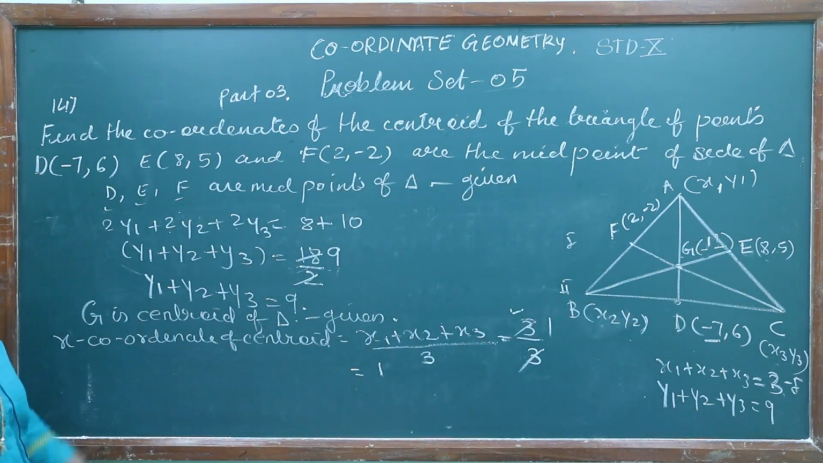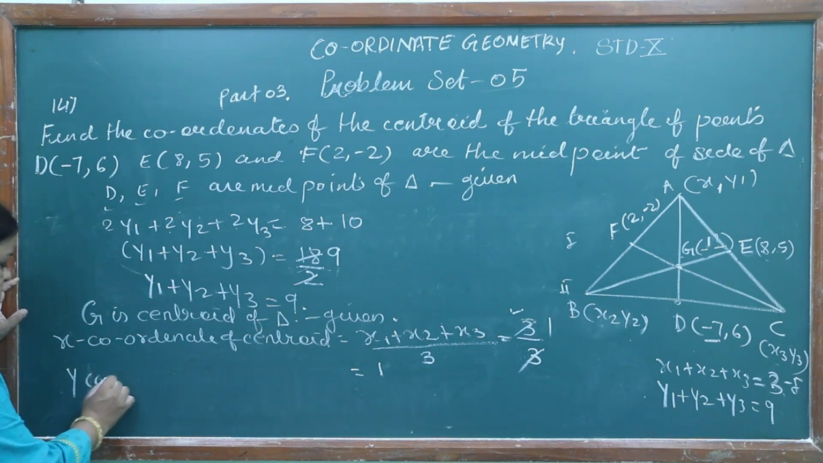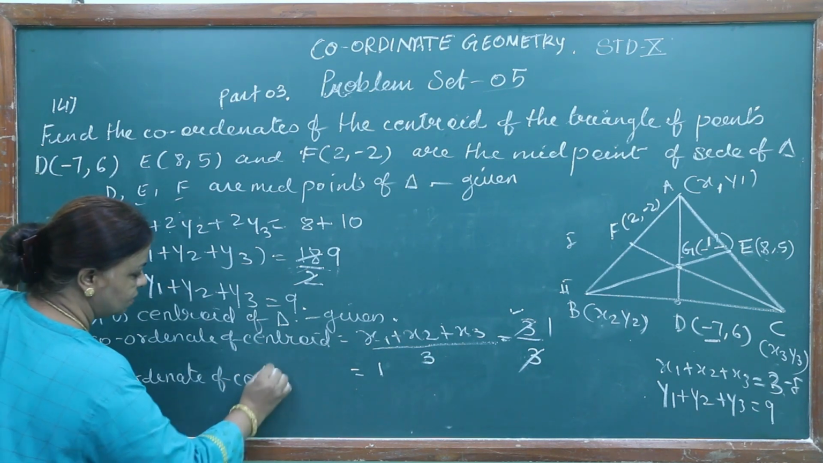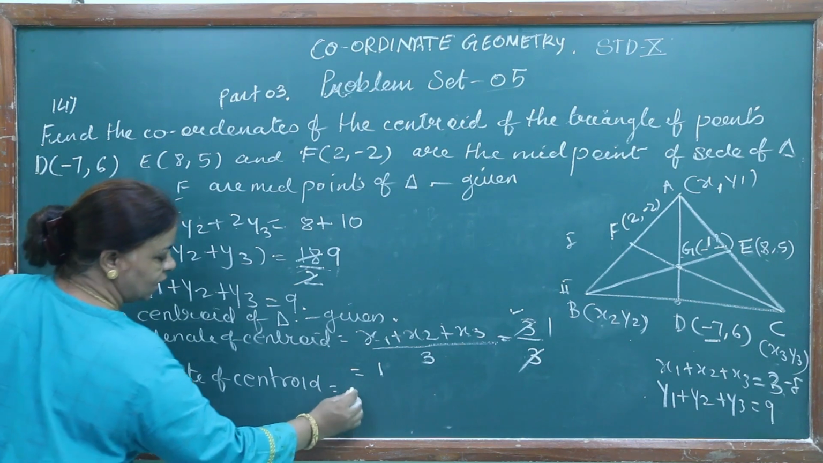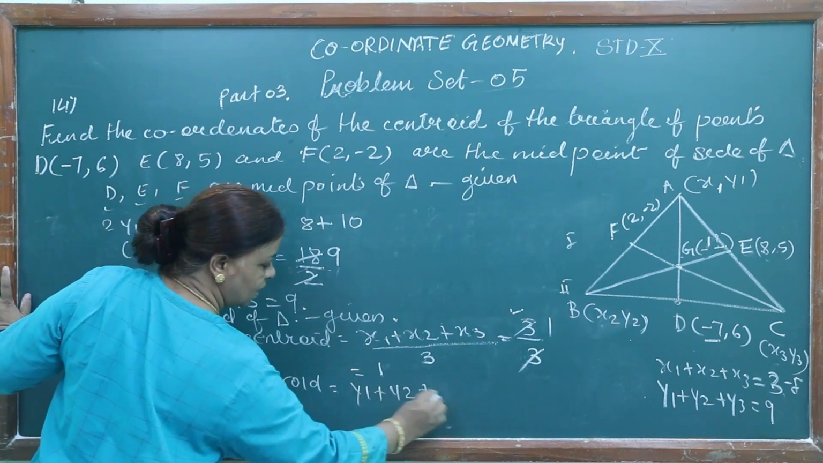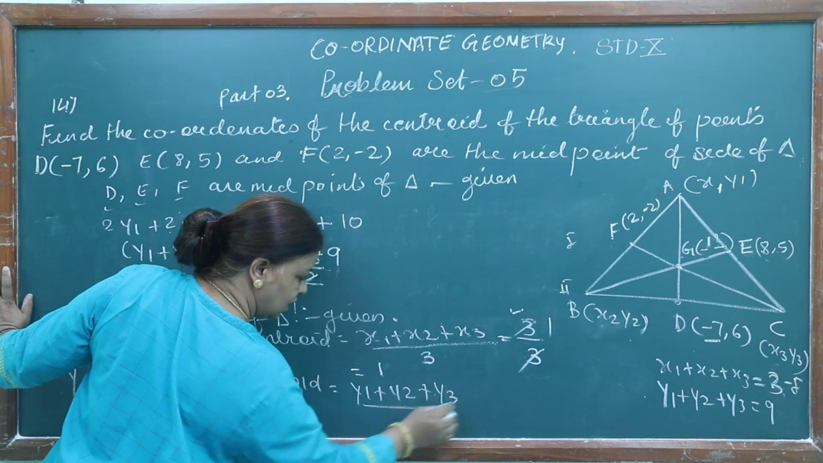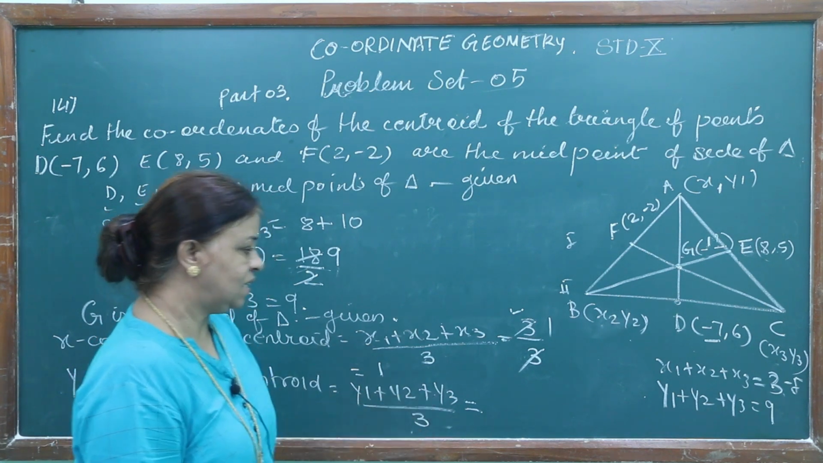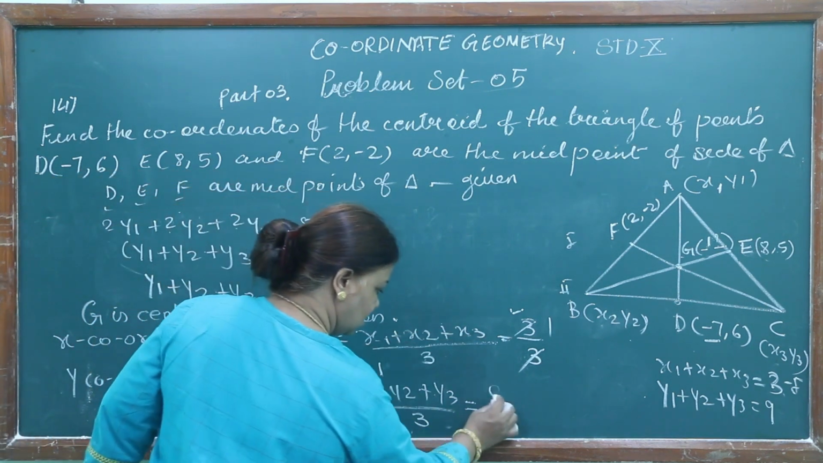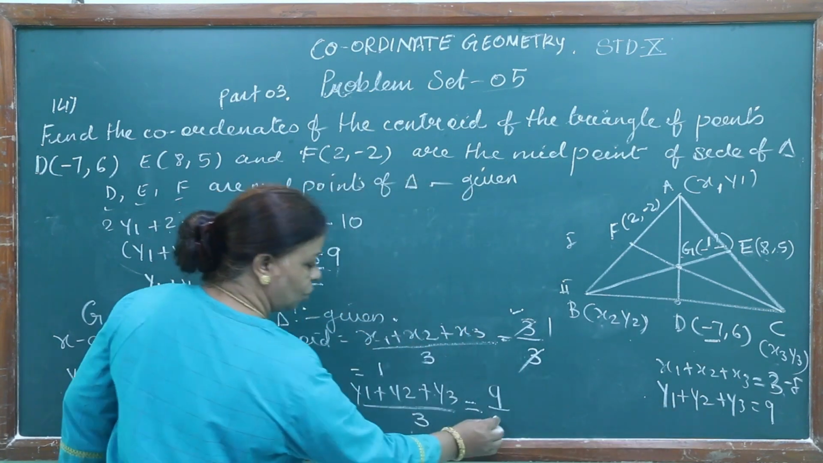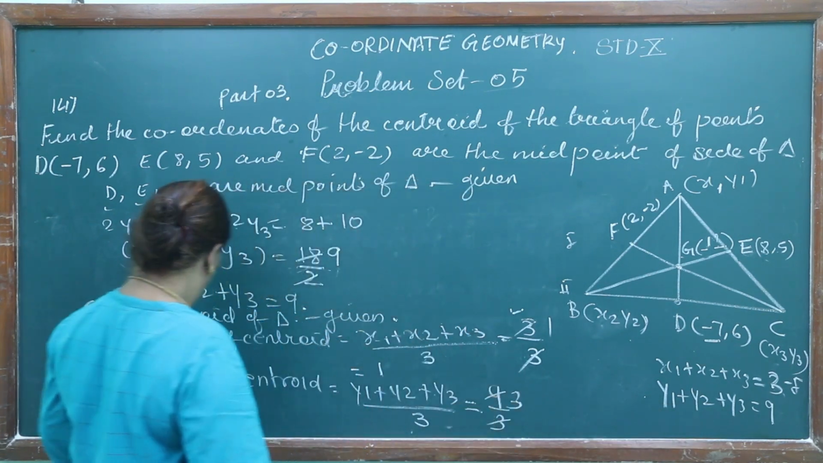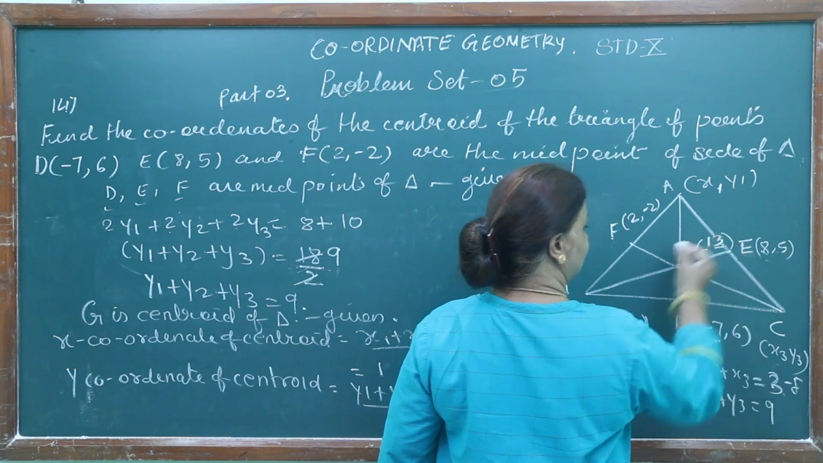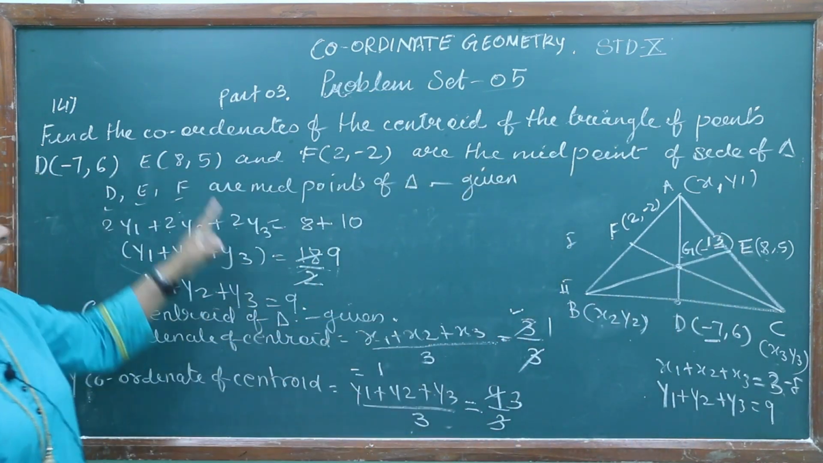Now what is the y coordinate? So let's find the y coordinate of the centroid. That would be y1 plus y2 plus y3 upon 3. This is the formula for finding the y coordinate of a centroid. So what is y1 plus y2 plus y3? It is 9, we have got it here, upon 3. 3 3s are 9. So the y coordinate of the centroid is 3. And we got the coordinates of the centroid, and this was the question.